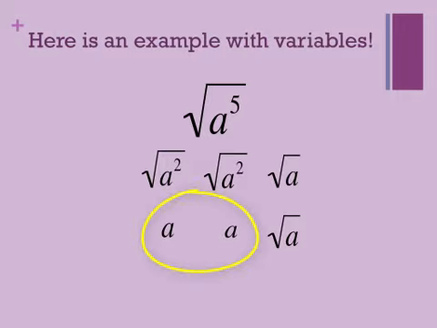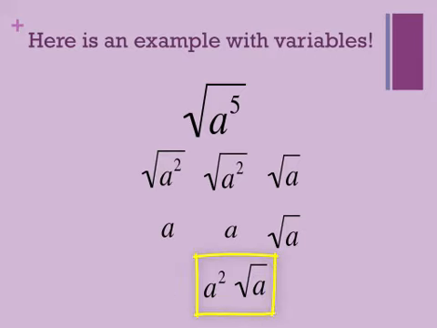We can combine these two a's. A times a, we already know, is a squared. And since we don't know the square root of a, we just write square root of a. So the final answer would be a squared times the square root of a.